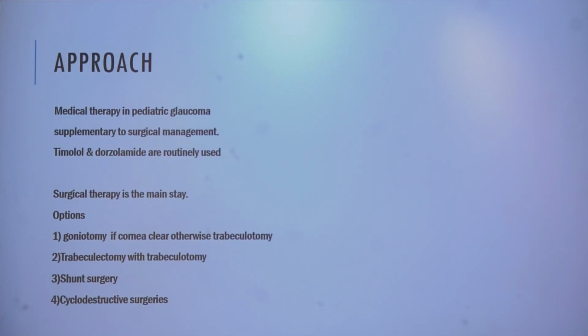So the approach should be medical management only as a stopover till the patients are prepared for surgery. As only supplementary therapy, timolol and dorzolamide are the commonly used, and surgical options depend on the stage of glaucoma and corneal clarity. So goniotomy if the cornea is clear, or otherwise trabeculotomy, trab plus trab, as Mandal sir was saying yesterday, was the best surgery. Shunt surgeries and cyclodestructive procedures come into the picture as per the cases.